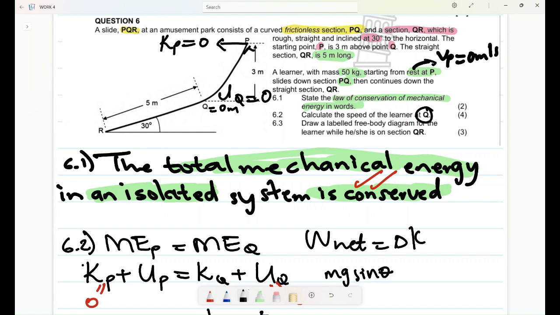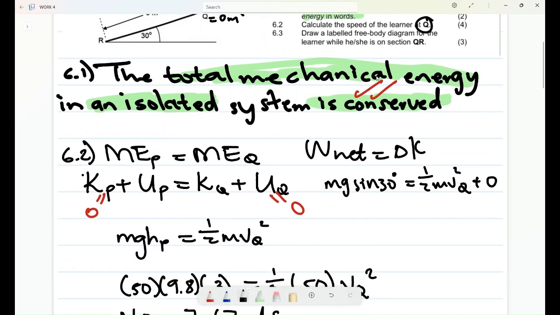Why am I saying mg parallel? If this is my block, then the only force that causes it to go down is gravity. But which gravity? That x parallel, mg sine 30, is equal to... what is kinetic energy? I know I'm going to have kinetic energy at Q, which is half mv squared at Q, because half mv squared at P is 0. I get plus 0.